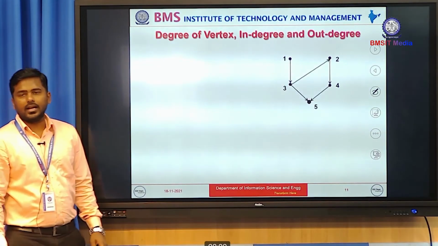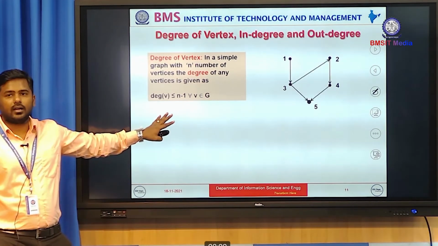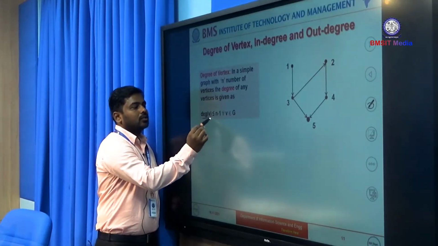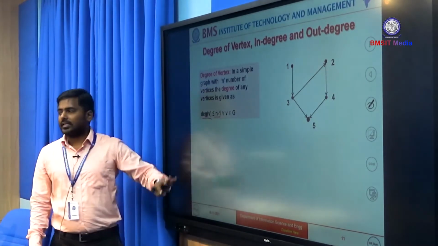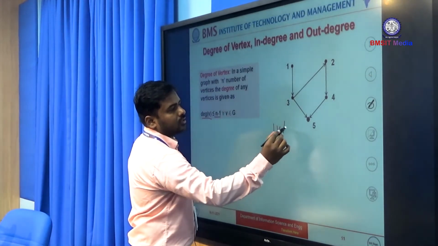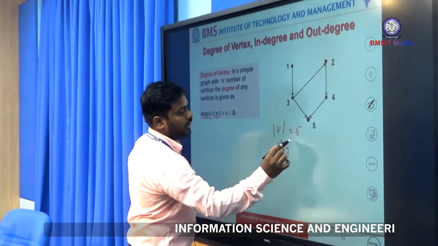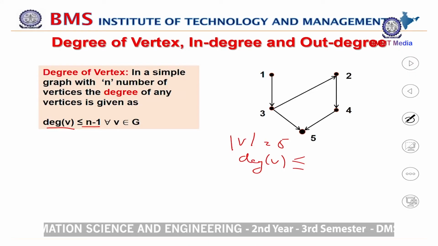And next is the degree of vertices. The degree of a vertex in a simple graph with n vertices, written as degree of V, is always less than or equal to n minus 1. Here n is the number of vertices in the graph. So what is the number of vertices? The number of vertices is 5, so the degree of V should always be less than or equal to n minus 1.